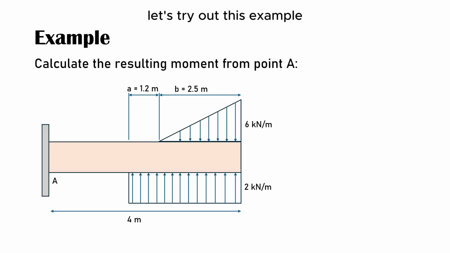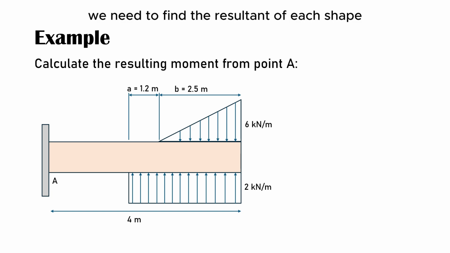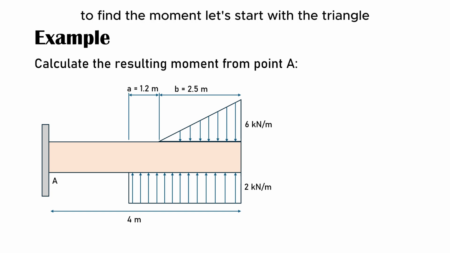Let's try out this example. We are given two lengths, A and B, where A is 1.2 meters and B is 2.5 meters. For this problem, we need to find the resultant of each shape as well as where they are located to find the moment. Let's start with the triangle first.